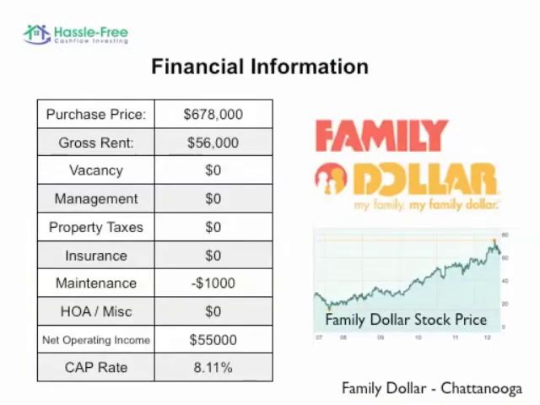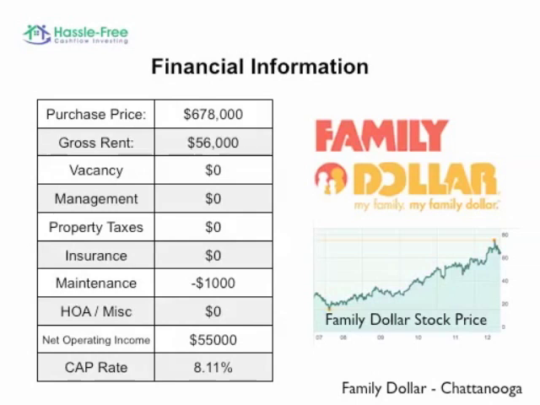In this particular case, let's look at the financial information. Purchase price of $678, gross rent of $5,600, and that is triple net. So all of the expenses for this property, such as taxes, insurance, and most of the maintenance on the property, are taken care of. In this particular pro forma, Family Dollar usually doesn't pay for roof and structure.